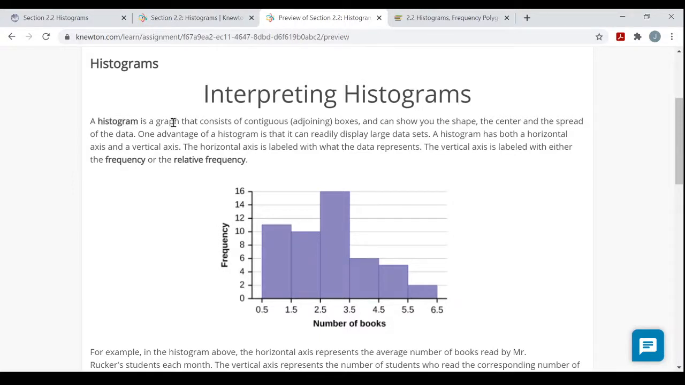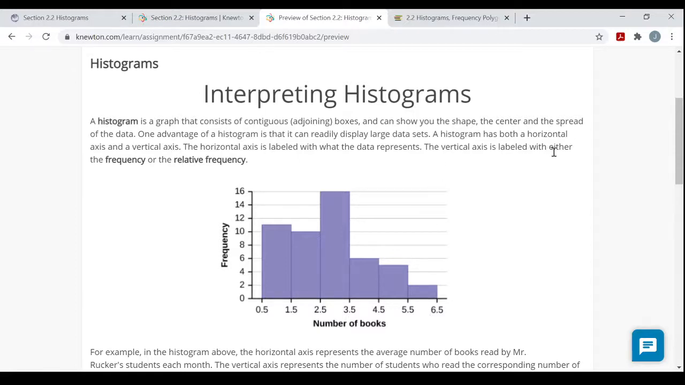So a histogram is a graph that consists of contiguous, adjoining boxes, touching boxes, and can show you the shape, the center, and the spread of the data. One advantage of a histogram is that it can readily display large data sets. A histogram has both a horizontal axis and a vertical axis. The horizontal axis is labeled with what the data represents, like your number of books. Again, it'll be a numerical value, a quantitative variable.